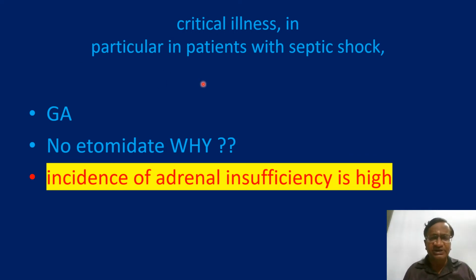Critical illness, in particular patients with septic shock. For GA, no, not ketamine, because we are worried about the incidence of adrenal insufficiency. We know that in shock ketamine is better and hemodynamically stable, but here it is septic shock. Adrenal insufficiency is high. That is what we need to correlate: ketamine, adrenal insufficiency, and shock.